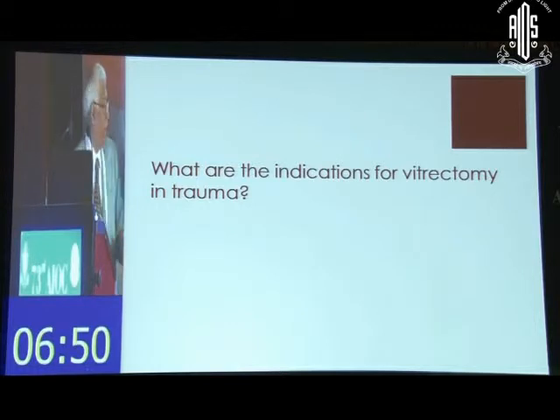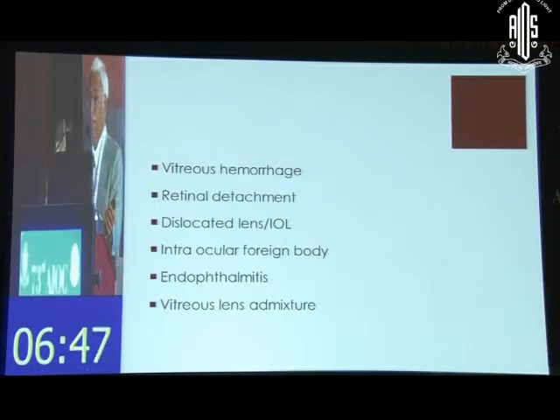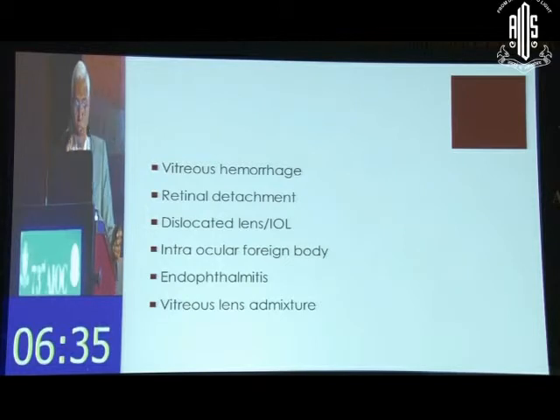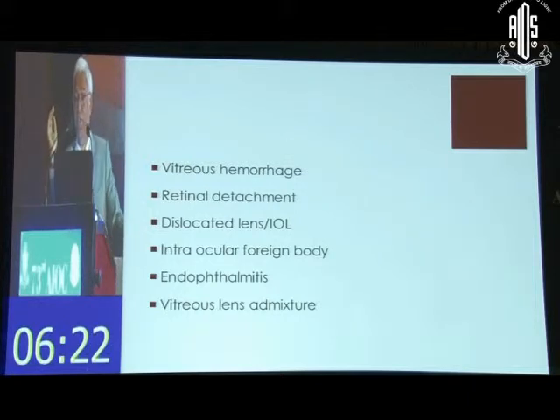In ocular trauma, situations where you need vitrectomy include vitreous hemorrhage, retinal detachments, dislocated lenses and intraocular lenses, intraocular foreign body, endophthalmitis, and vitreous lens admixture. I just want to underline this. Very often, corneoscleral trauma with lens rupture and lens vitreous admixture is handled by the first, second, third resident in the emergency. And what they tend to do is usually less than optimal management.